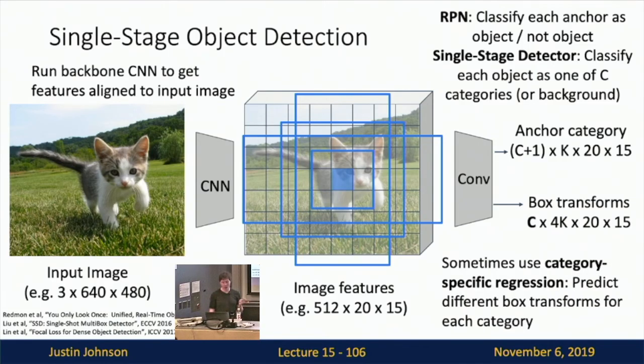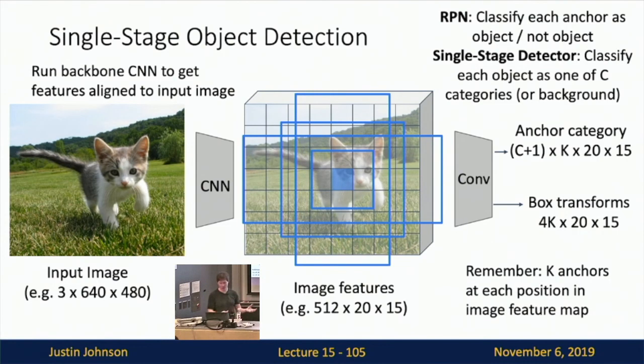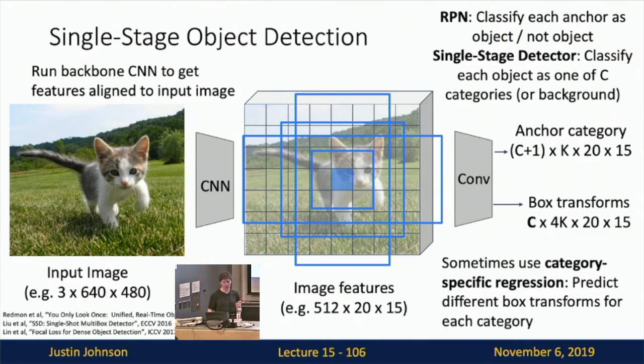But it tends to work a little bit better if you actually output a separate box transform per category. This is called category-specific regression, as opposed to category-agnostic regression, where you're just outputting one box transform that is supposed to work for any category. And this category-specific regression lets the model specialize its behavior a little bit to different categories.